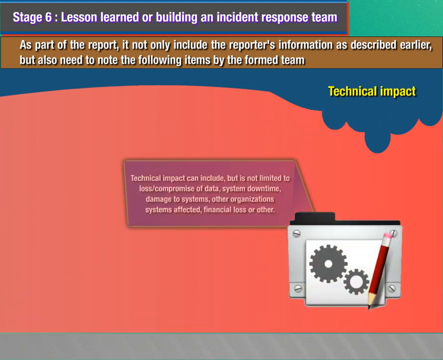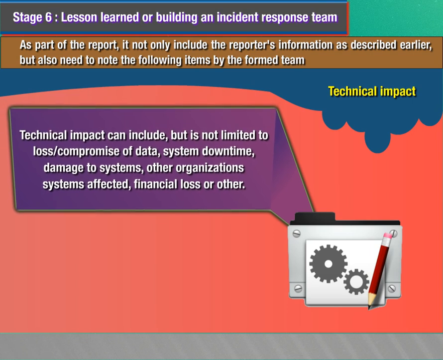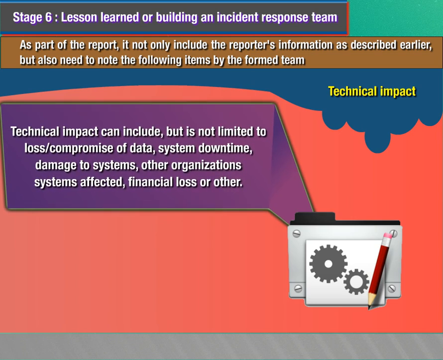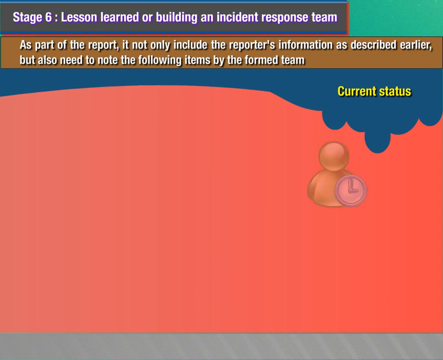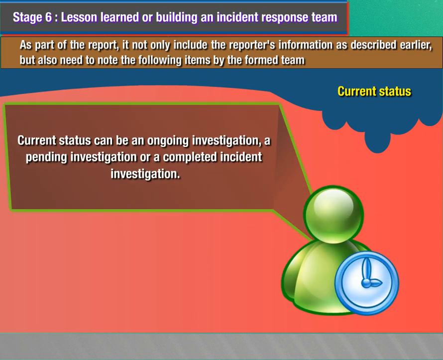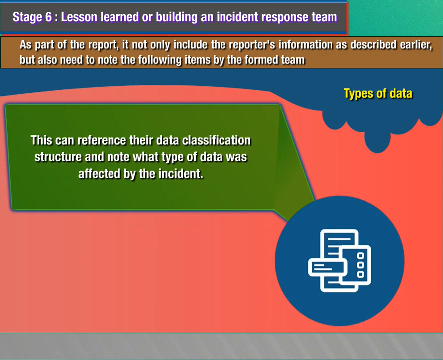Technical impact can include, but is not limited to, loss or compromise of data, system downtime, damage to systems, other organizations' systems affected, financial loss, or other. Current status. Current status can be an ongoing investigation, a pending investigation, or a completed incident investigation. Types of data. This can reference their data classification structure and note what type of data was affected by the incident.